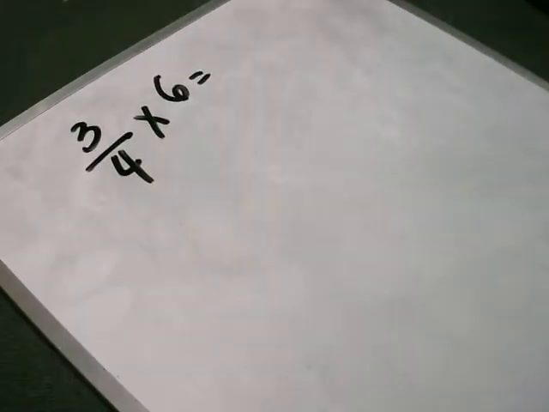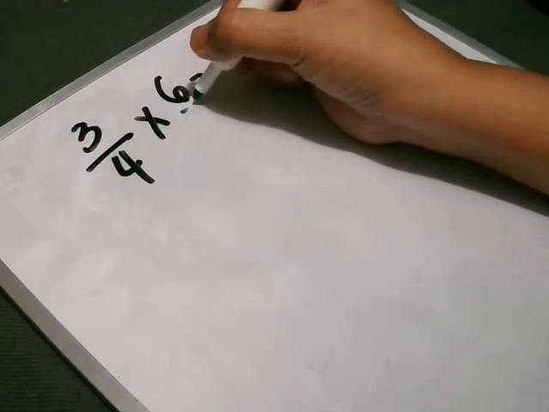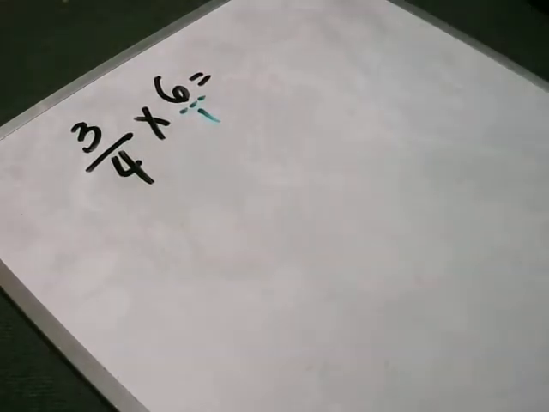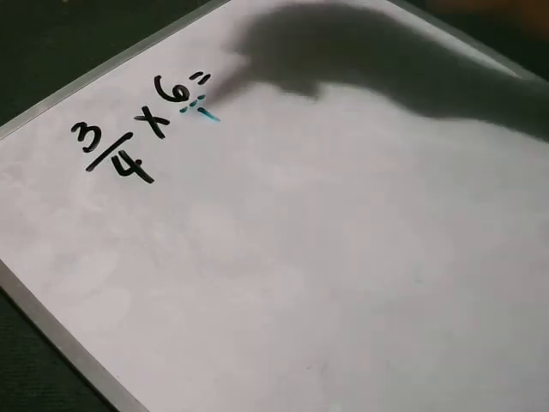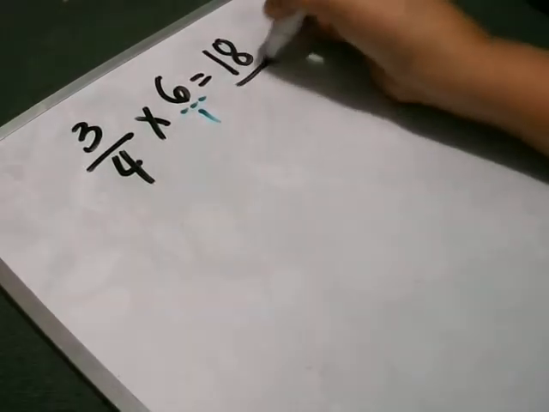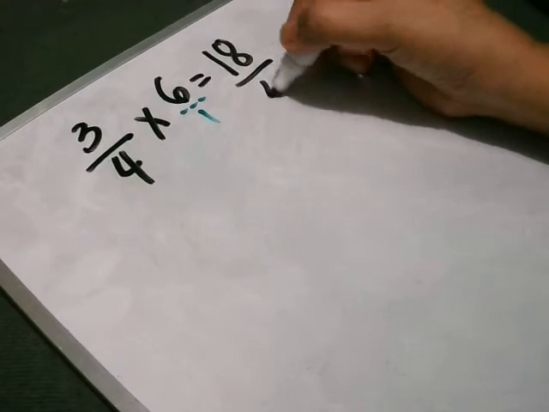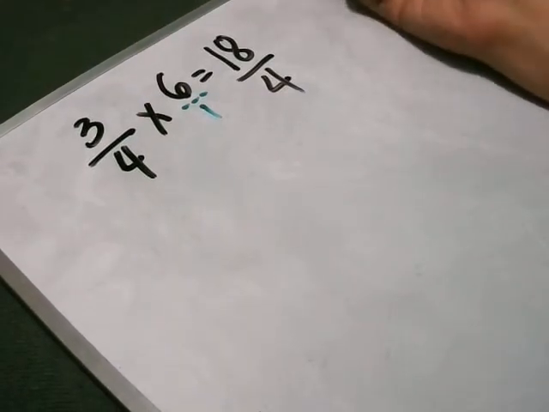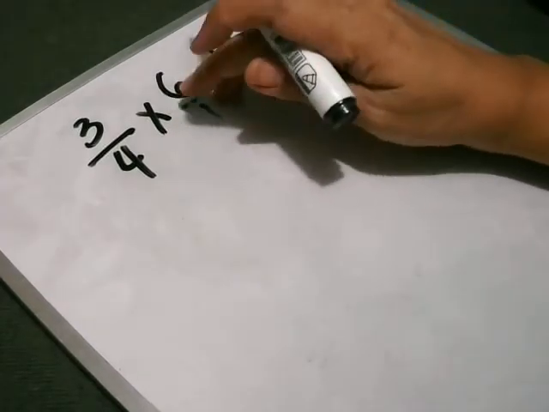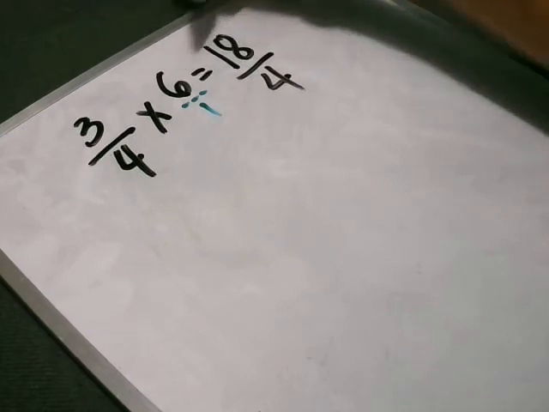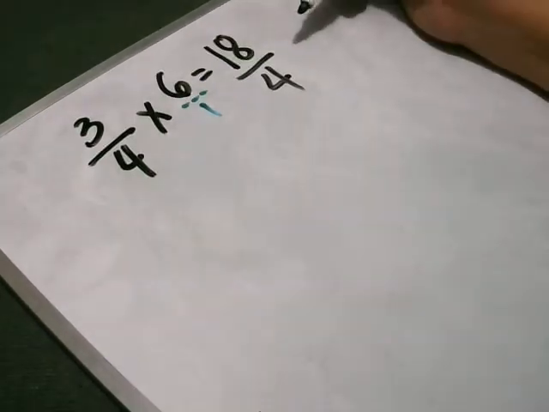Because this whole number, if we make it into a fraction, we have to put 1 as its denominator, which is not necessary anymore. So just multiply 3 times 6 is 18. And then copy the denominator, which is 4, because if you multiply 4 times 1, that's also 4. So there's no need for that. So simply multiply the numerator times the whole number and then copy the denominator of the fraction.